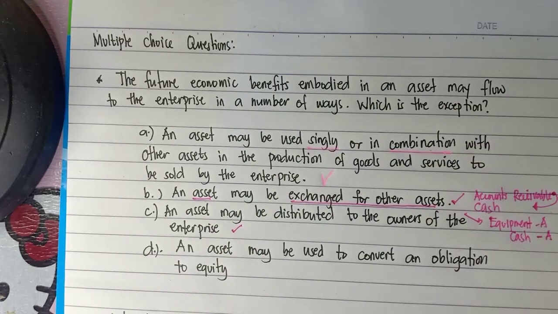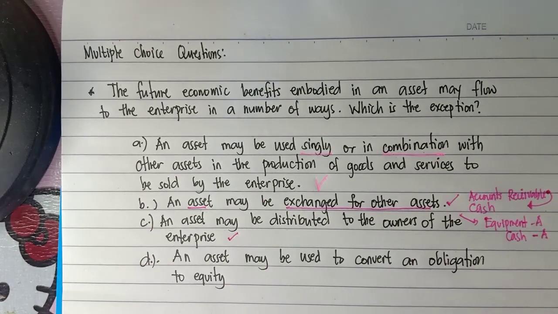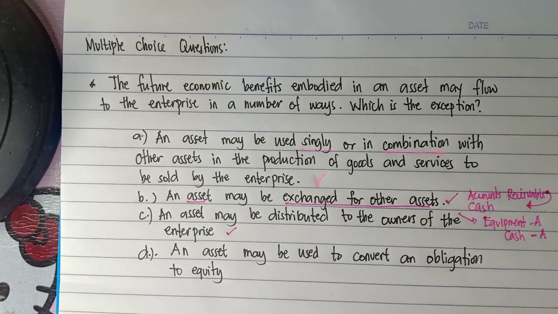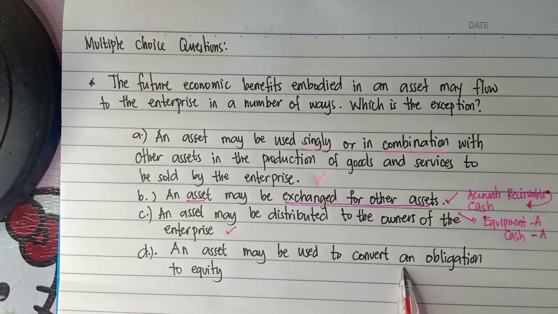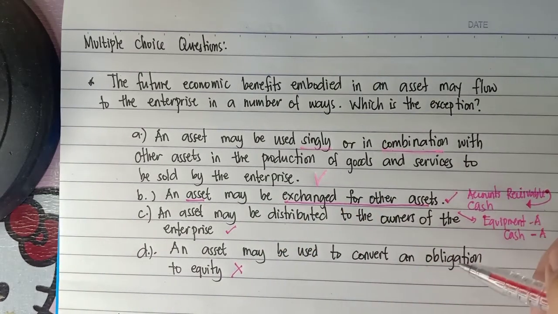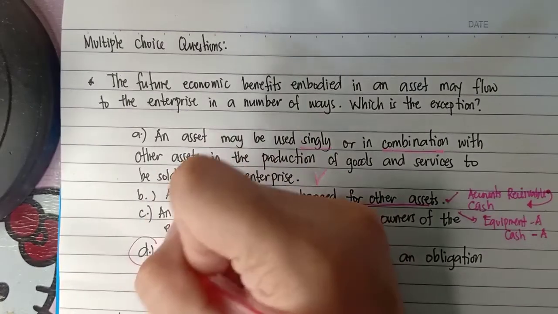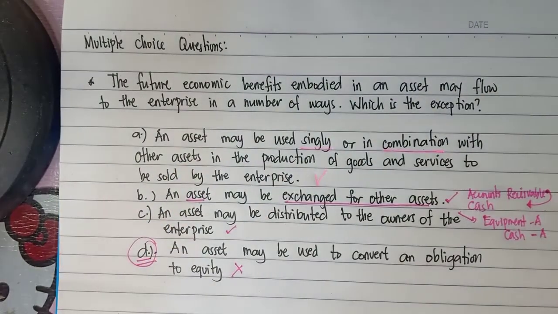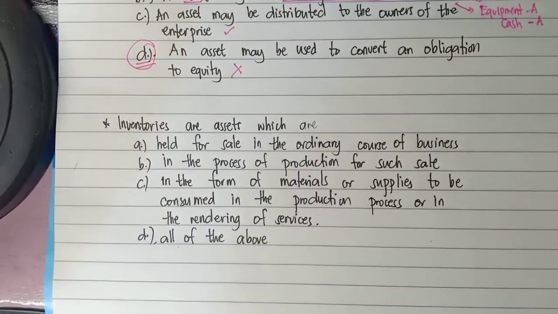Yes. So, if there is a profit and there is a cash available, it can be distributed to the owners of the enterprise. So, letter D, an asset may be used to convert an obligation to equity. No, asset cannot be used to convert an obligation to equity. So, the correct answer is letter D. Next question.